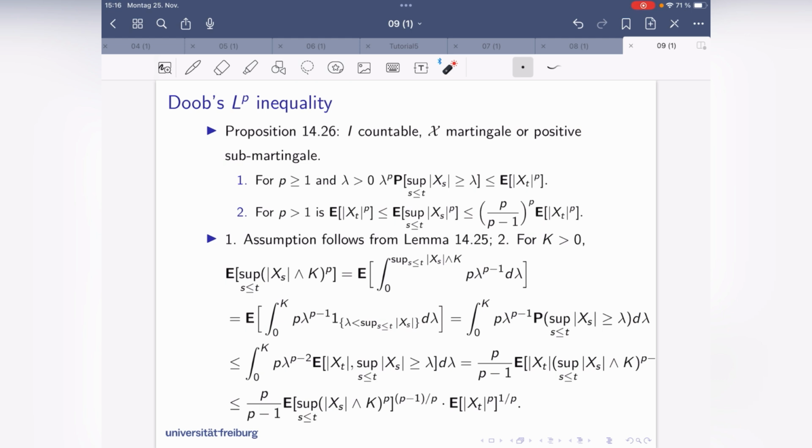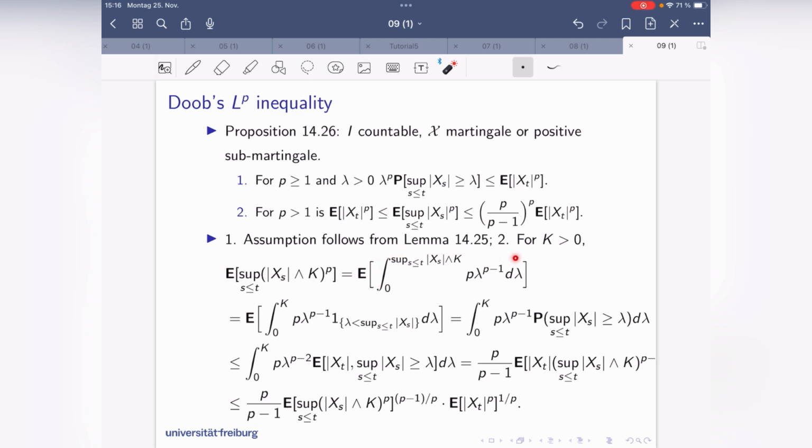How to do this? We fix a k. So I'm not writing all this, I'm just explaining it to you now. We fix a k, and we want to compute this expectation here, the expectation of the maximum of X_s up to k to the power of p. I'm going to write that in a more advanced way.